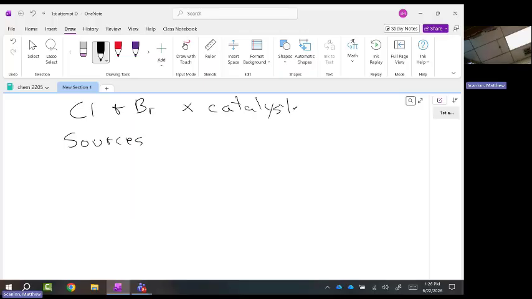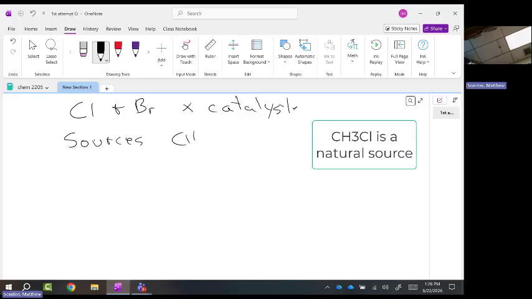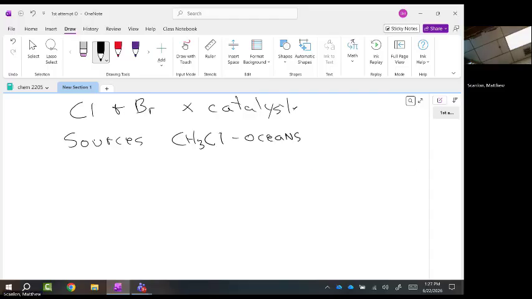Sources of chlorine, natural and man-made. CH3Cl is produced at the ocean surface, and some of them make it to the stratosphere. There's a bunch of chemistry that goes on in the troposphere. A lot of them are destroyed in the troposphere, but some naturally make it to the stratosphere.